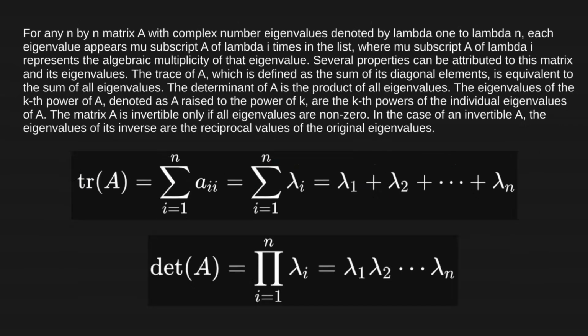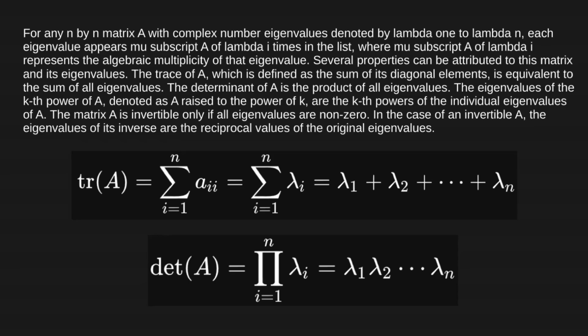For any n by n matrix A with complex eigenvalues lambda 1 to lambda n, each eigenvalue appears mu subscript A of lambda i times in the list, where mu subscript A of lambda i represents the algebraic multiplicity of that eigenvalue. Several properties can be attributed to this matrix and its eigenvalues. The trace of A, defined as the sum of its diagonal elements, is equivalent to the sum of all eigenvalues. The determinant of A is the product of all eigenvalues.